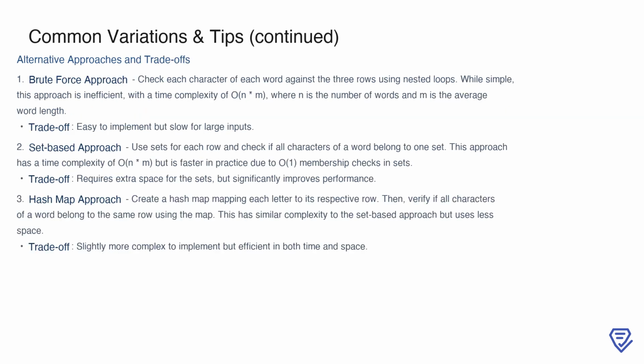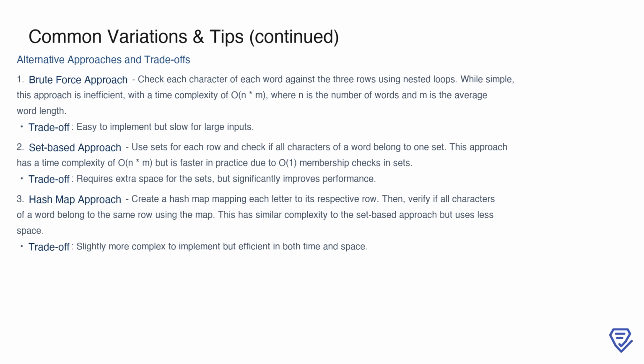There are multiple approaches to solving this problem, each with its own trade-offs. The brute force approach involves checking each character of each word against the 3 keyboard rows using nested loops. While this method is straightforward to implement, it's inefficient, with a time complexity of n*m, and becomes impractical for large inputs. A better option is the set-based approach, where you use sets for each row and check if all characters of a word belong to one set. This still has a time complexity of n*m, but it's faster in practice due to the fast membership checks provided by sets. The trade-off here is the extra space required for the sets.